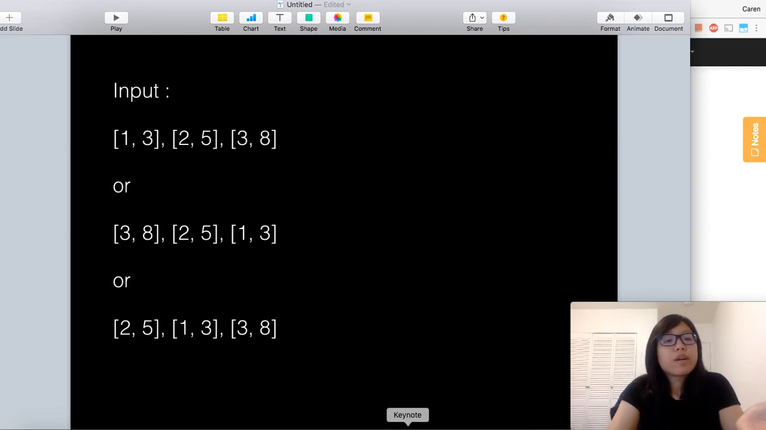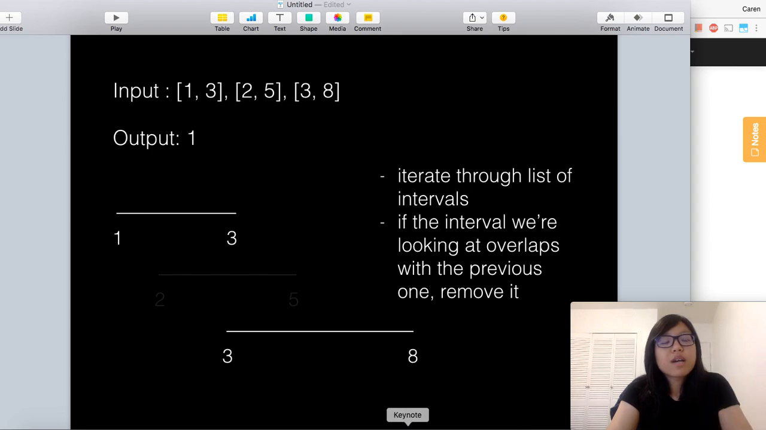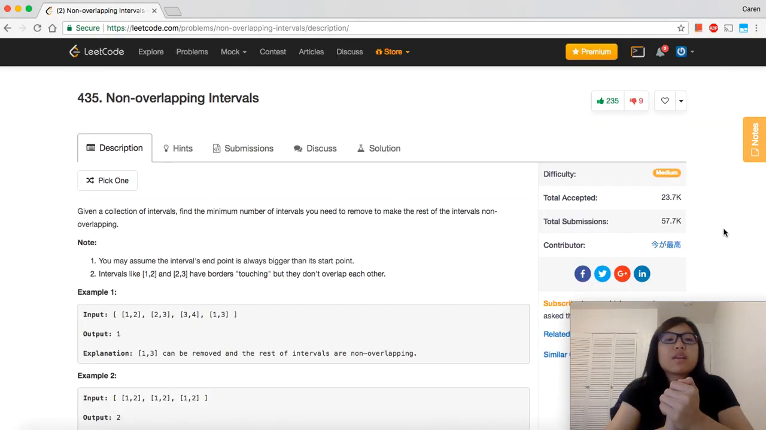That's great, but if you look at our input from this example, it was nicely sorted for us, and it just happened that our thought process worked perfectly, where we could iterate through the list of intervals we were given, and if the interval we're currently looking at overlaps with the previous one, we removed it. This worked great because the input was very nicely formatted. But if we go back to the question statement, nothing states that our input is going to be given to us in some sort of form or order.